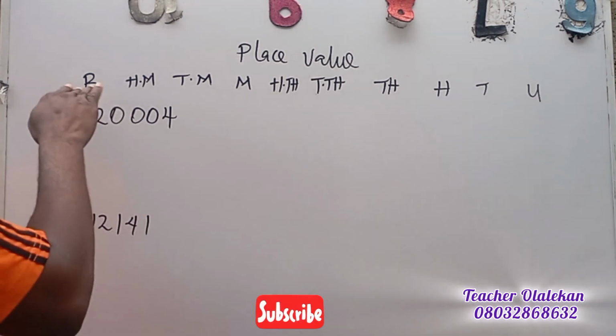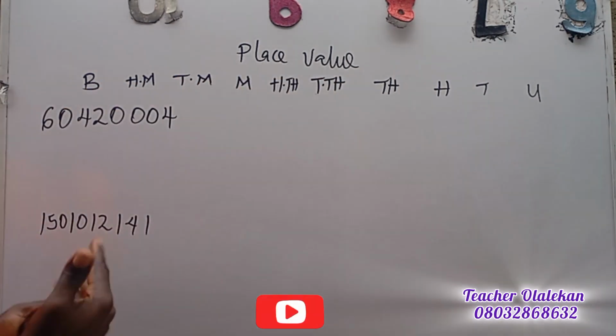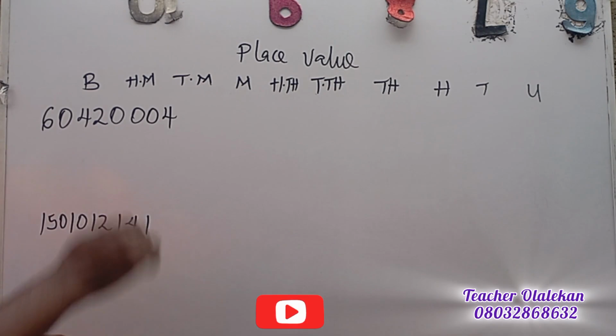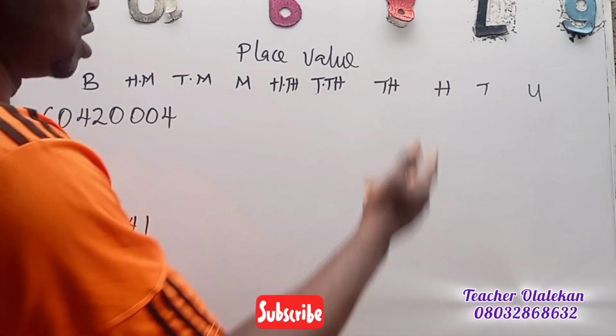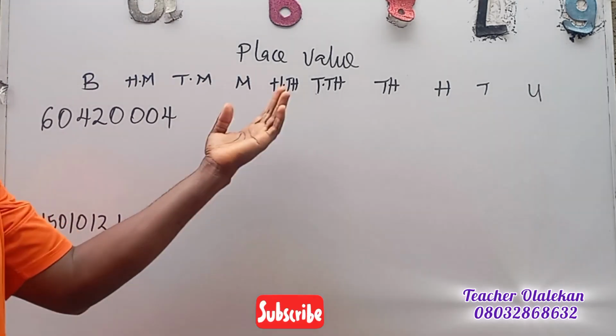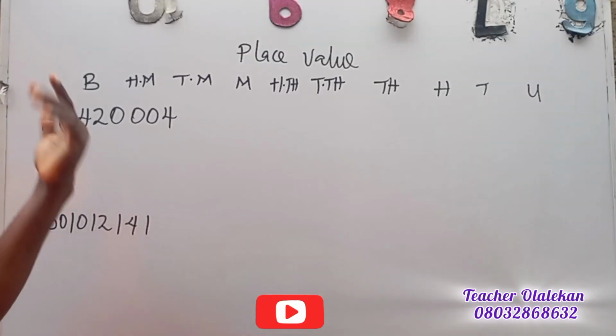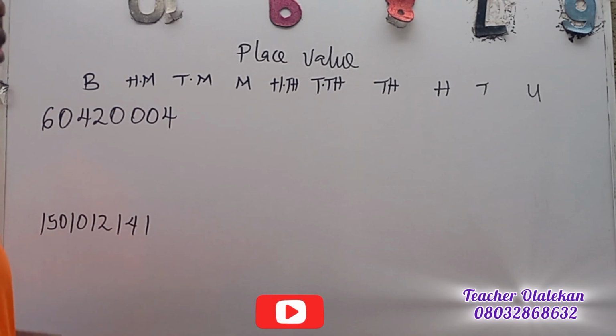The reason why we still have these place values on the board is to guide us. Do not forget you need to have this in your head: units, tens, hundred, thousand, 10,000, 100,000, million, 10 million, 100 million, billion, 10 billion, 100 billion, trillion, 10 trillion, 100 trillion, quadrillion.